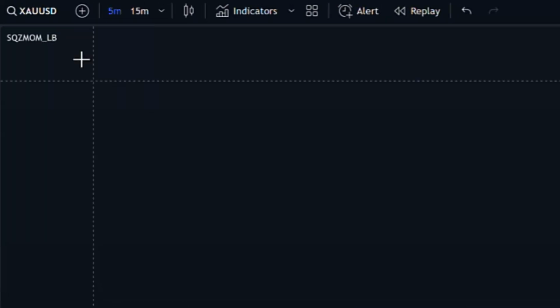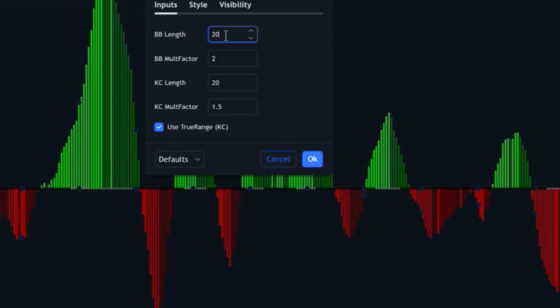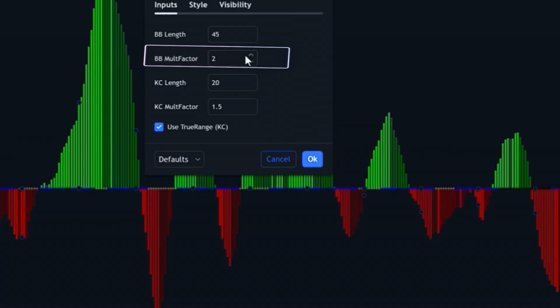We'll start with the input section. First, set the BB length to 45. This adjusts the period of the Bollinger Bands, making them more responsive to recent price movements. Next, change the BB multiplier to 3. This increases the width of the Bollinger Bands, helping to identify stronger price movements.